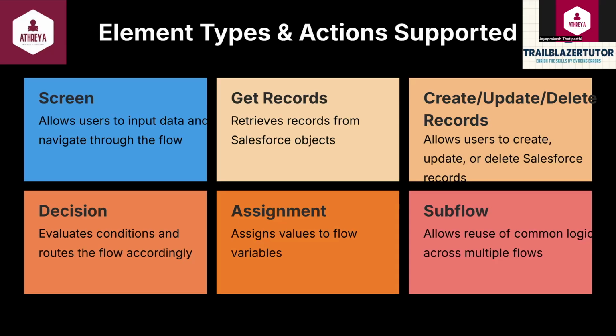The get records element retrieves information from Salesforce objects and makes that data available within your flow. For instance, you might use it to fetch a candidate's existing applications or to display a list of open positions from the position object. It ensures your flow is working with real-time Salesforce data.